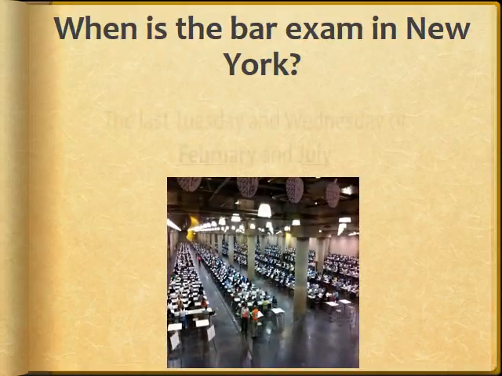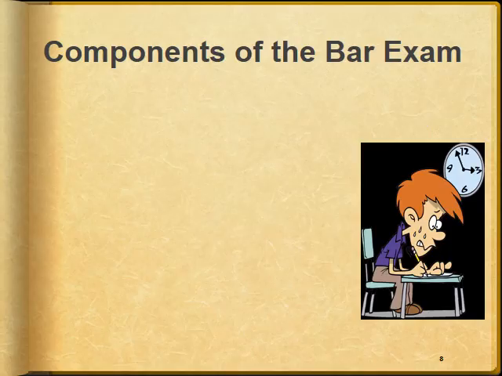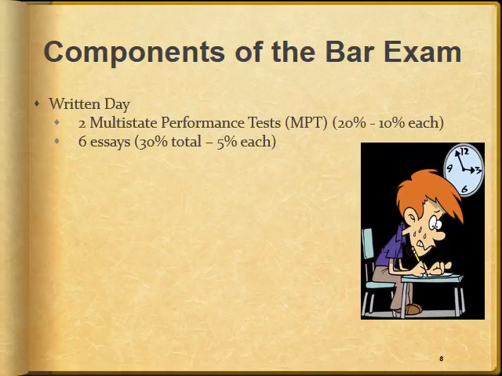New York has adopted the Uniform Bar Exam. It is given on the last Tuesday and Wednesday of every February and July. The UBE is given over 2 days with 2 sessions each day. The first day, Tuesday, is the written day. You will begin with 2 multi-state performance tests in the morning session. In the afternoon session, you will have 6 essays. The MPTs are worth 10% each, and the essays are worth 5% each. That means that the written day is worth 50% of the exam.